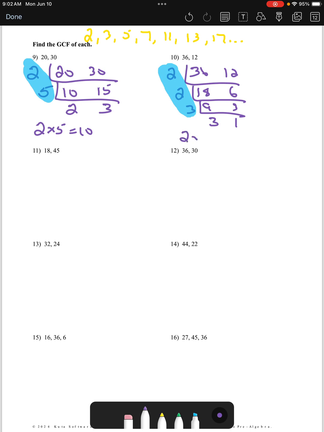Now this time I have 3 numbers. I can count on the left-hand side. 2 and 2 and 3. 2 times 2 times 3 is 12. And the GCF of 36 and 12 is in fact 12.